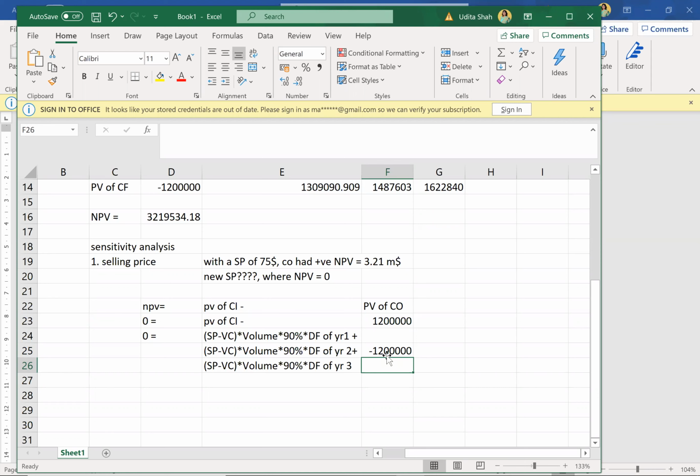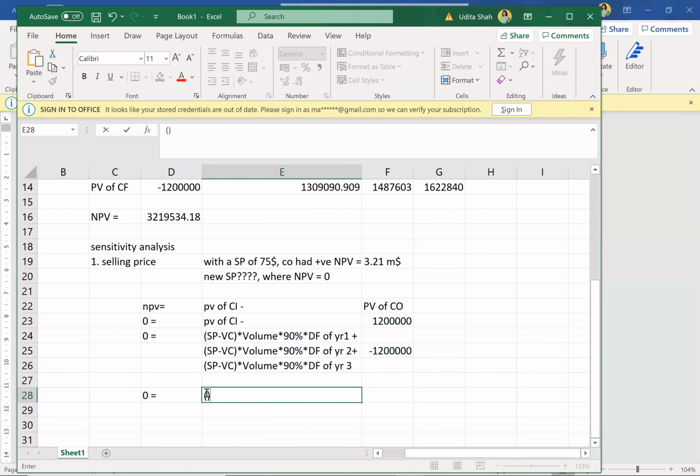If fixed cost was given, we will have fixed cost also over here. So if fixed cost was given, it would have been selling price minus variable cost, correct, into volume minus fixed cost into 90% into discounting factor of year one. Okay, so now guys, pay attention. If selling price changes, only this selling price, the new selling price, we don't know, but the rest all remains the same, correct? So now 0 equals to, let's just keep selling price as X. Let us say selling price is X.